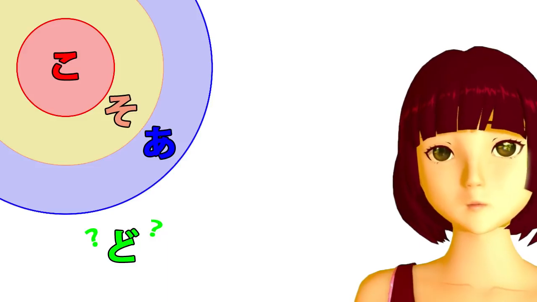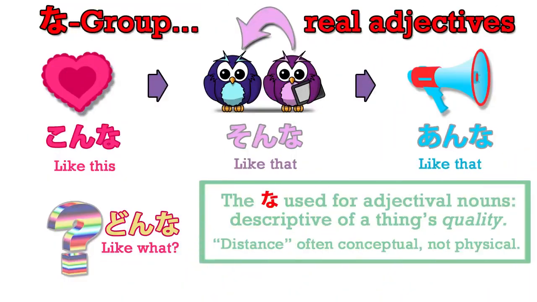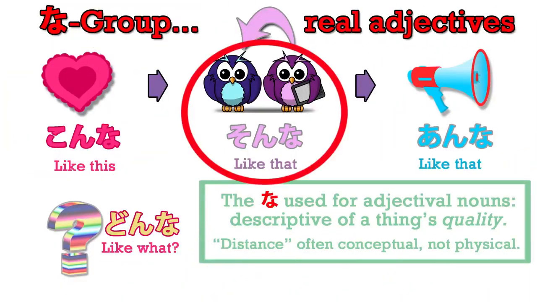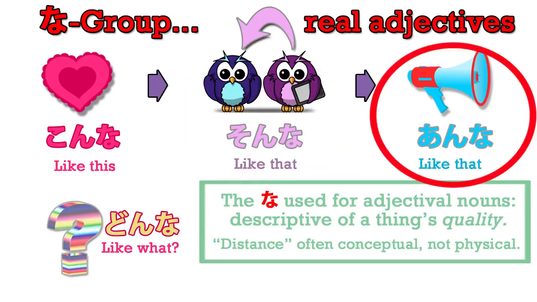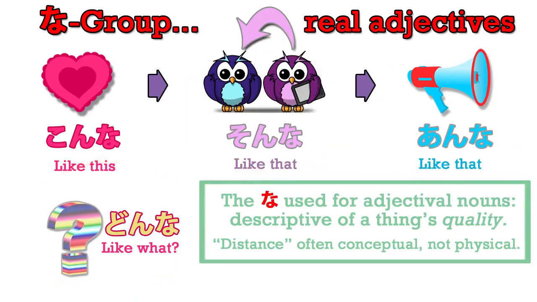Now the next group is konna, sonna, anna, donna. Now in this case, we are using na. And na, as we know, is the form of the copula that turns an adjectival noun into an adjective that you can place before something else. And this is exactly what's happening here. So, konna means like this, this kind of.